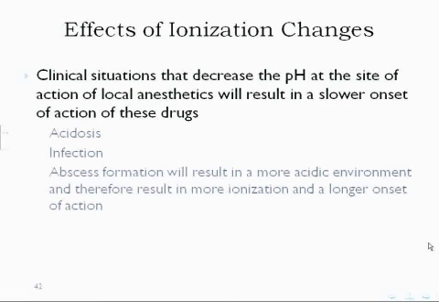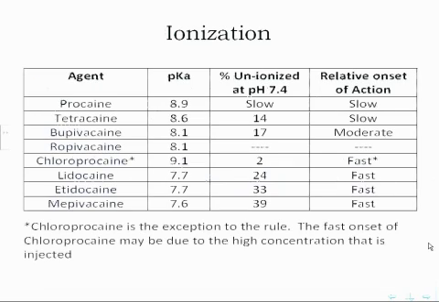Now, clinical situations: the decrease of pH at the site of injection will result in a slower onset, so acidosis, infection, or abscess formation. We talked about this like 3 times, so I think that's pretty important. I said it 3 times, so you can expect at least 2 questions or maybe 1 question out of the test for this. Now, what ionization will tell you is, you're looking at the pKa values, and you can see the relative onset of action.